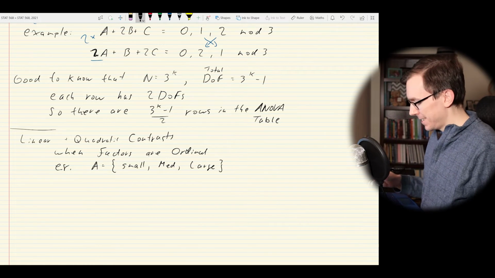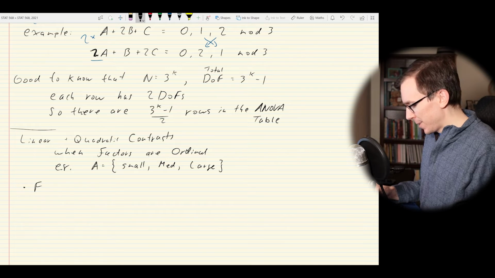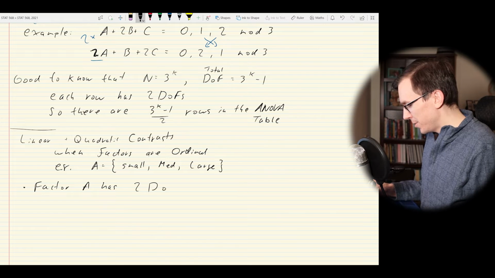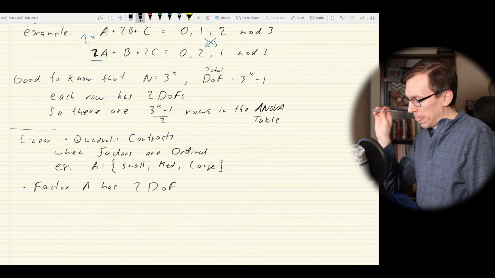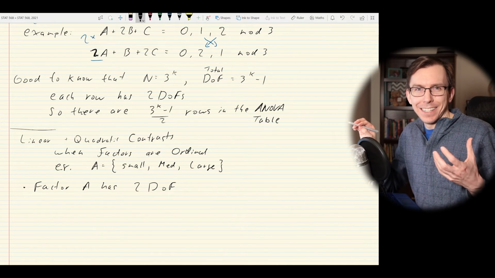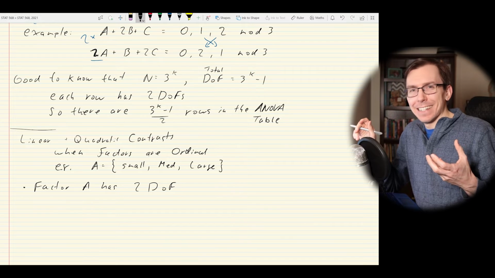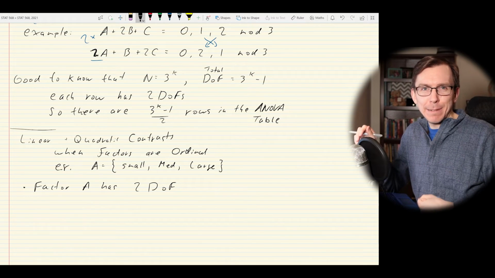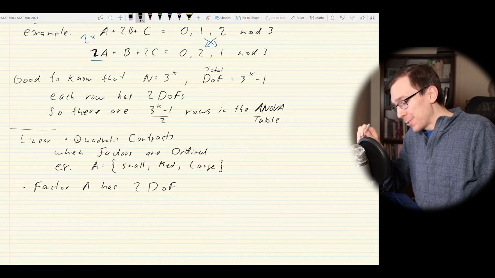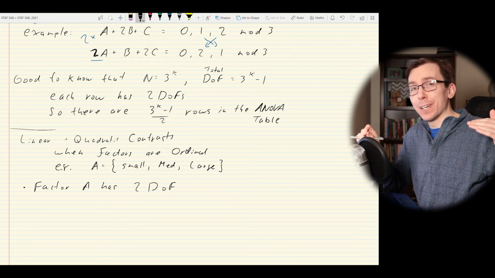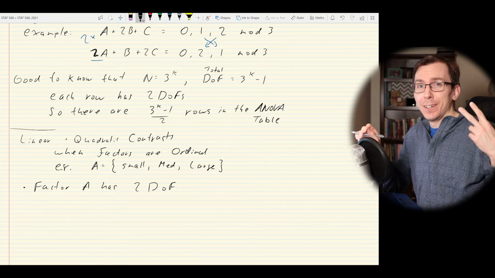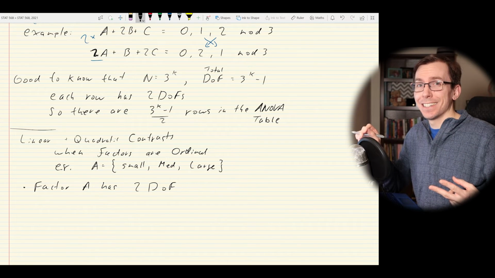So in this case, we know that factor A has 2 degrees of freedom. And remember, more than once in this course, I've said that degrees of freedom are kind of like the currency of statistics. We use one every time we want to estimate something, every time we want to test something. Well, what we can do is take factor A and its 2 degrees of freedom and break it into 2 one-degree-of-freedom polynomial contrasts.